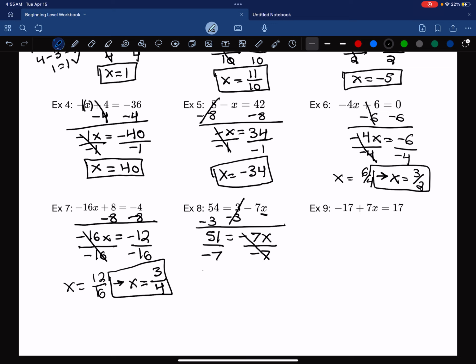And 51 divided by negative 7, unfortunately, is not a whole number. So we just get that x equals negative 51 over 7. And that's our final answer for this one.